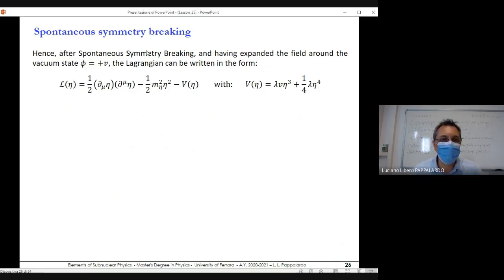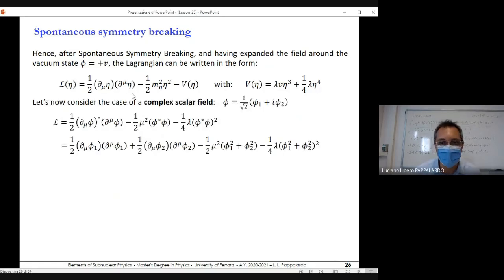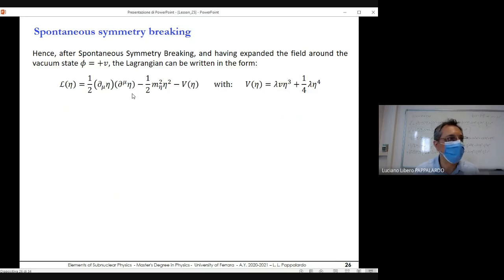So after the spontaneous symmetry breaking, so after choosing one of the two vacuum states, and after expanding the field around the vacuum state, the Lagrangian can now be written in this form here. So we can collect the triple and quartic interaction terms into this self-interaction potential, and then we have the mass term and the kinetic term for this new particle, eta. Is it clear so far? Okay. So this was the easy part.